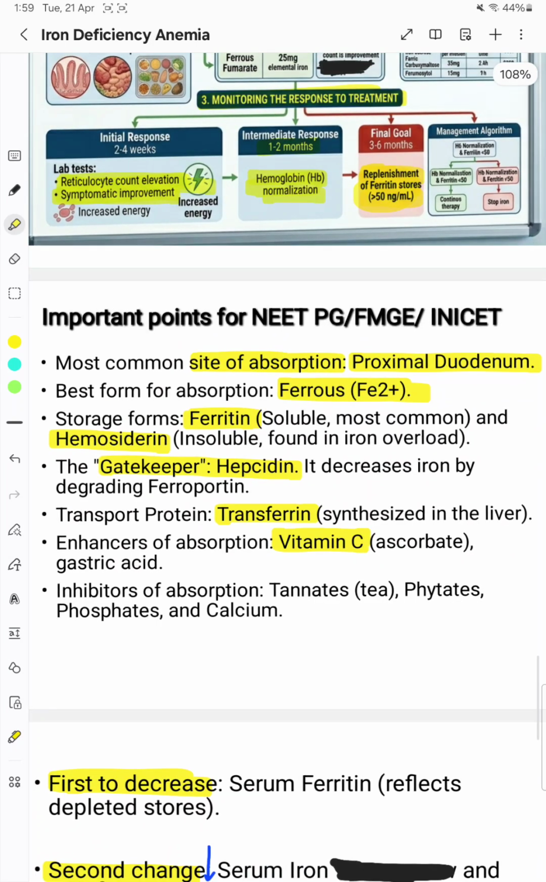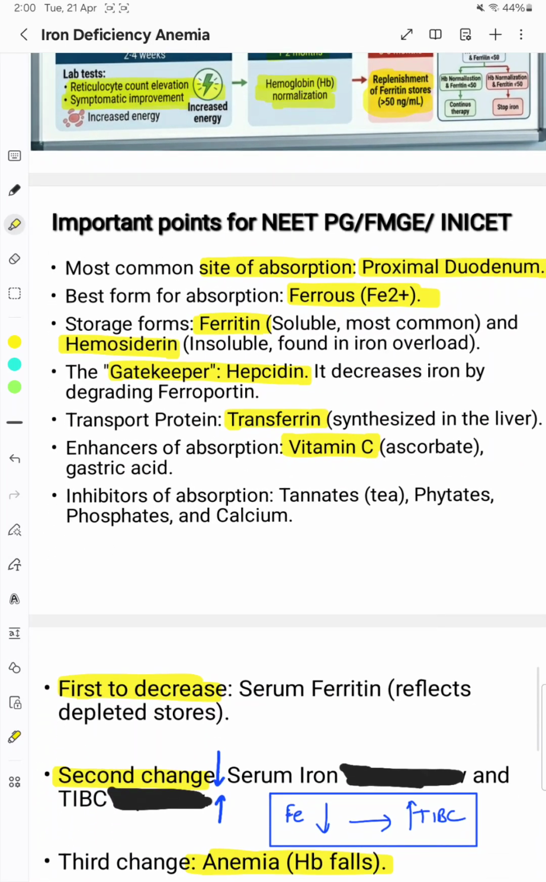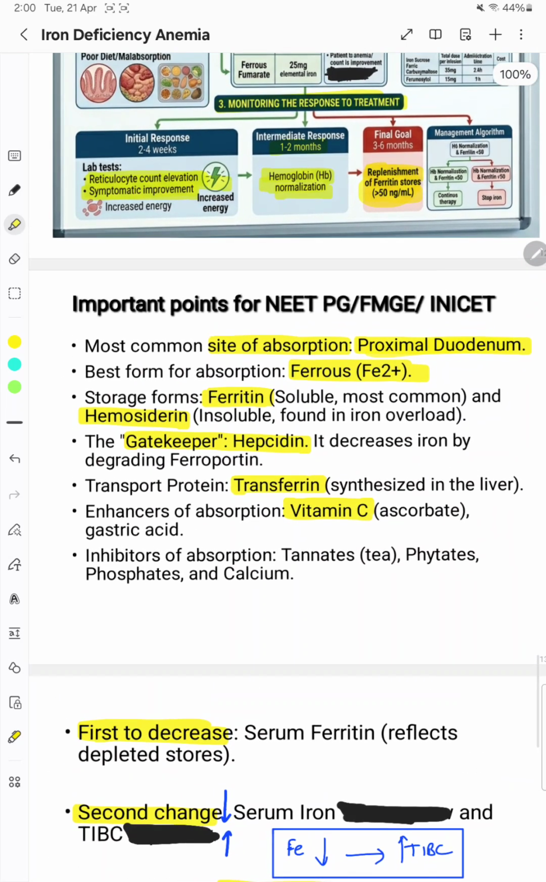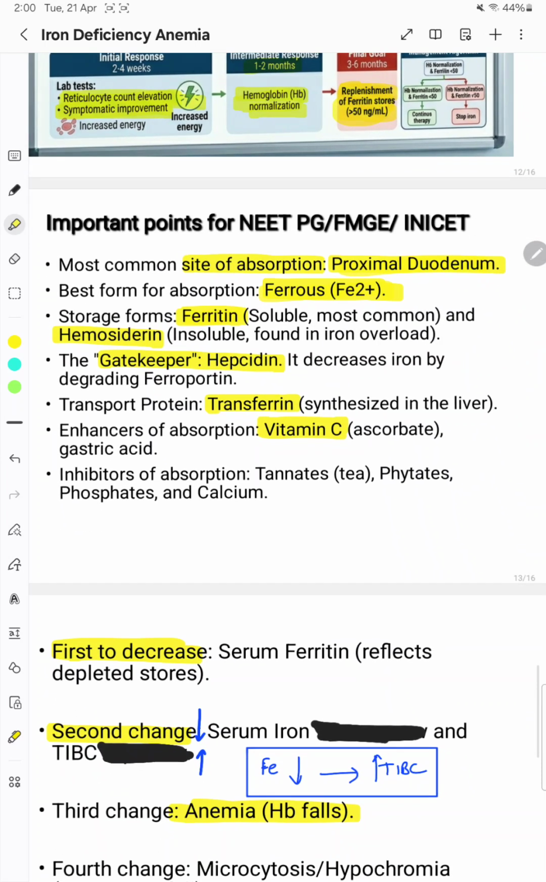Now we'll see some important points for the exam NEET PG, FMGE and INICET purpose. Most common site for iron absorption is proximal duodenum. Best form of iron absorption is ferrous. Storage forms are ferritin and hemosiderin. Ferritin is the most common and soluble storage form. Hemosiderin is insoluble and normally seen in iron overload.